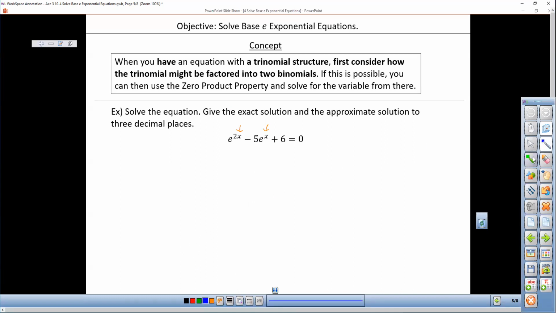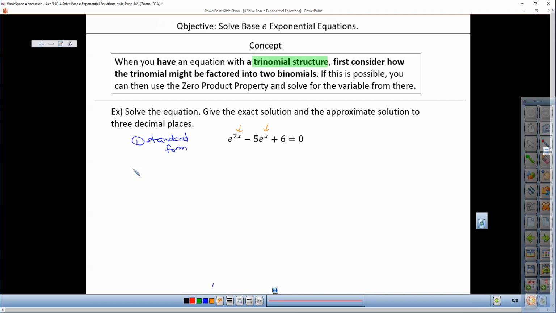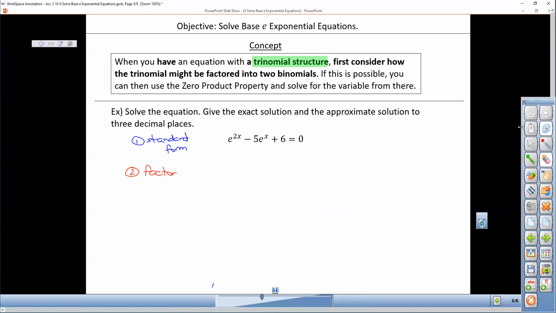So you have to see this as a trinomial structure because we have three terms. You do want it to be in standard form, which it is. Standard form would be decreasing powers of the exponent and equal to 0. Then what you're going to want to do is factor this trinomial into two binomials. And so here's what you're looking at. So this has what we call a quadratic structure, where the middle exponent times 2 equals the first exponent.